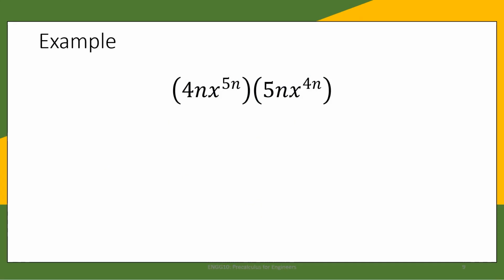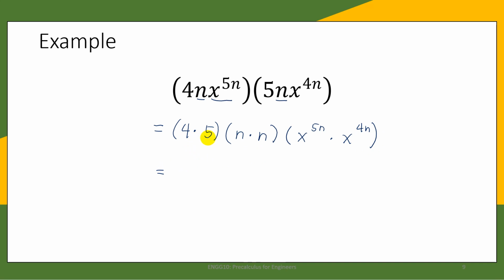Our next example is the same as our previous example. In this case, we are multiplying 4n x raised to 5n and 5n x raised to 4n. So we need to multiply the constants together, right? So 4 times 5, and then n and n, so that's n times n, and then finally x raised to 5n multiplied by x raised to 4n.